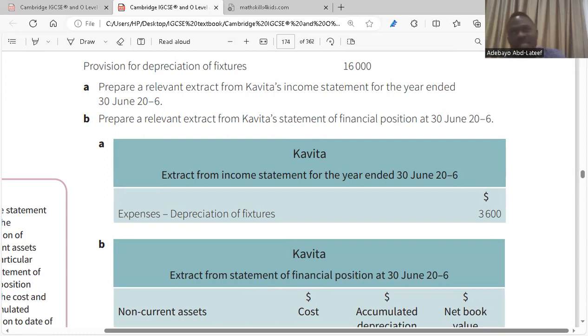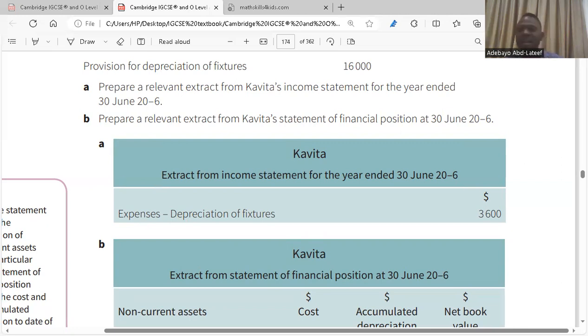Remember, when we are calculating our assets, the historic cost minus provision for depreciation gives us our net book value, yes or no? Now, we have accumulated depreciation. Why do we have accumulated depreciation? We have it because there is a provision for depreciation. The provision for depreciation is 16,000, but we have our depreciation for the year of 3,600. So that with provision for depreciation gives us accumulated depreciation. That means depreciation does not stop at 3,600. It ended at 19,600, which is 16,000, the provision for depreciation, plus 3,600.